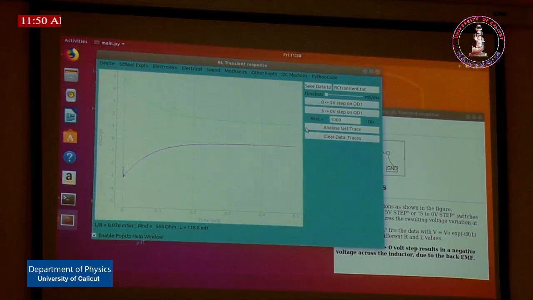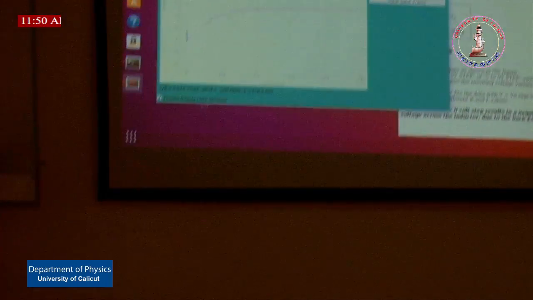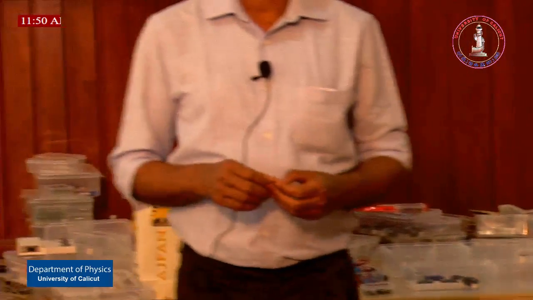So that means this experiment can be used like an inductance meter. You wind a coil and you can measure the inductance. Now we have a commercially available inductor. It's a 10 millihenry inductor, so this also I can use. Let me just try this first.